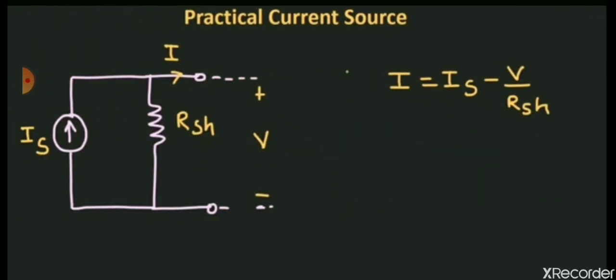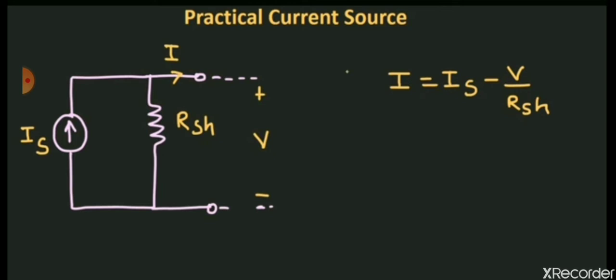Now second one is practical current source. Practical current source is a source whose current does not remain constant with respect to load voltage. For practical current source, it has an internal resistance which is always connected in parallel to the current source. That internal resistance is denoted by RSH. So the load current we can calculate: I equals Is minus ISH.